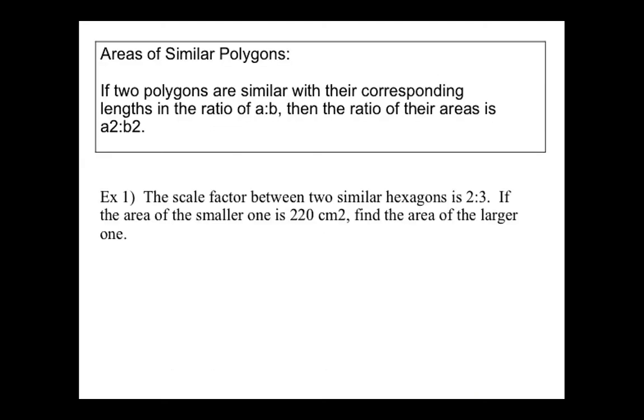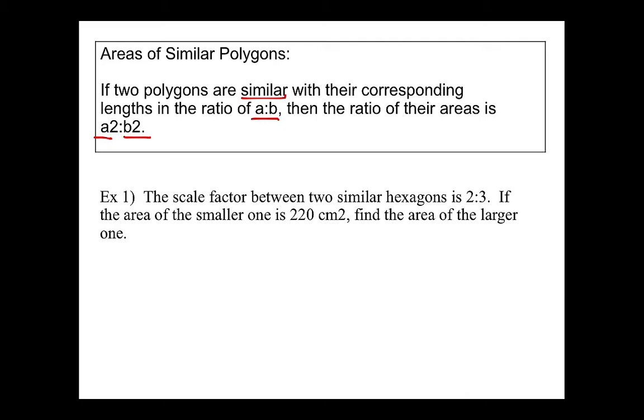And in the bottom of your notes, you'll see that box. If two polygons are similar, with corresponding lengths in a ratio of A to B, it could be 1 to 2 like we just looked at, 2 to 3, 5 to 7, doesn't really matter. The ratio of their areas is always A squared to B squared, or the square of the scale factor.